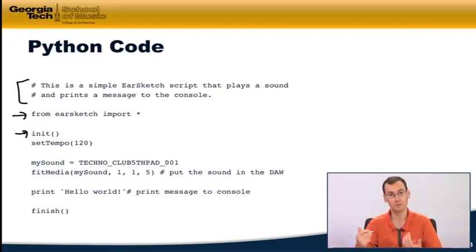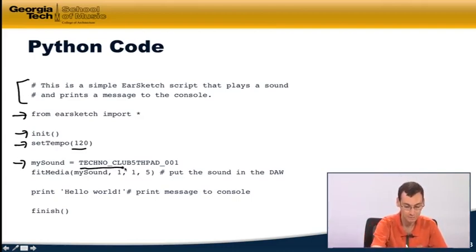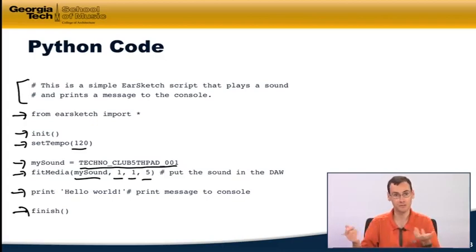Then we call a few important functions. Init, which starts a new music project in our DAW, and setTempo, which sets the tempo of that project to particular beats per minute, in this case 120. Then we define a variable, which I'll explain more about in a minute, to represent a particular sound in our EarSketch sound library. And then we call a function called fitMedia, which places that sound on a particular track, in this case 1, starting in a particular measure, here measure 1, and ending in a particular measure, measure 5. Then we print a message out, in this case just hello world, that can be read by whoever's running the script. And finally, we call finish, which tells EarSketch to finish up everything in the DAW and get it ready to actually play the music.